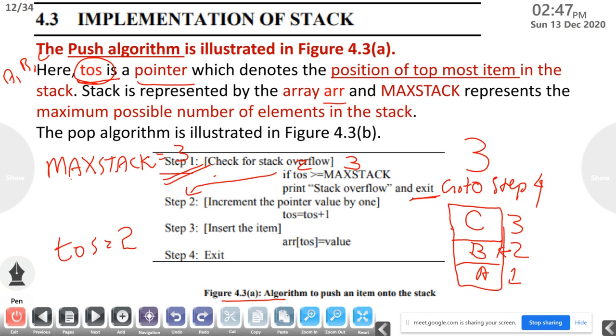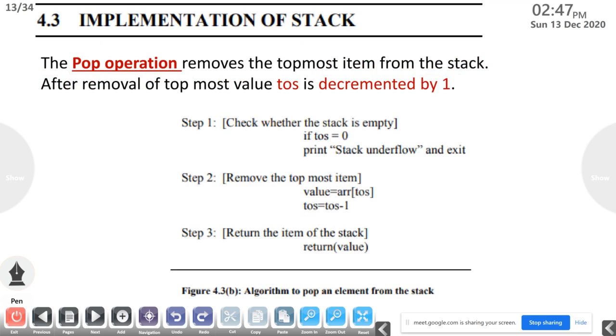The pop operation, all of you are familiar with what is this pop operation? Yeah, it's remove the topmost item from the stack. Why the topmost item? Because we can push and pop the stack through only one end, that is called the top of the stack. So the last element that we inserted can be removed as first element. So the pop operation removes the topmost item from the stack. After removal of topmost value, TOS is decremented by 1.